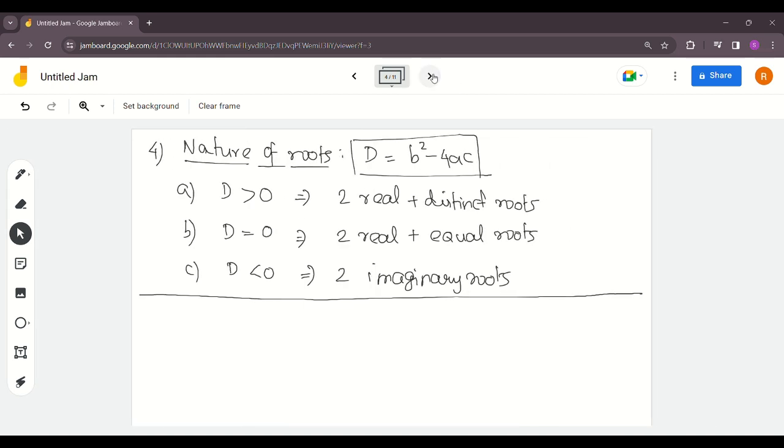Based on the discriminant's value, you can predict the nature of the roots, how the roots will actually be. For example, if d is greater than 0, you have two real and distinct roots. Distinct means different. If d is equal to 0, you have two real and equal roots. And if d is less than 0, then you have imaginary roots. The roots don't exist actually. So this is how the nature of roots has to be predicted, whether the solution exists to a quadratic equation or not. Using this method it can be predicted easily.